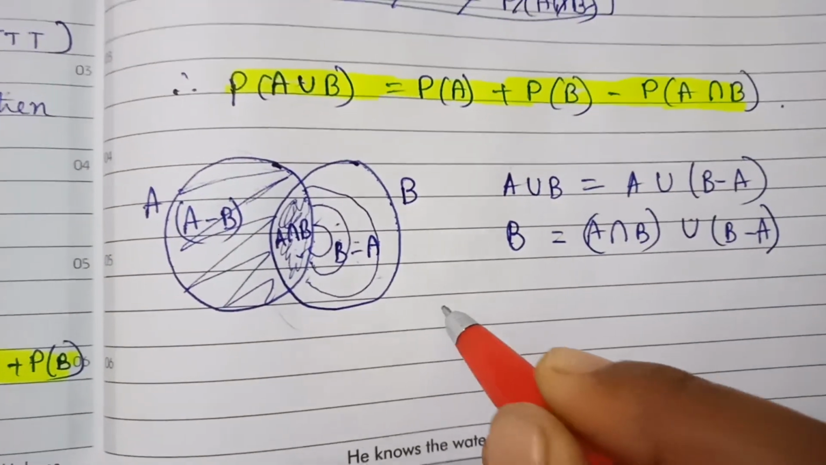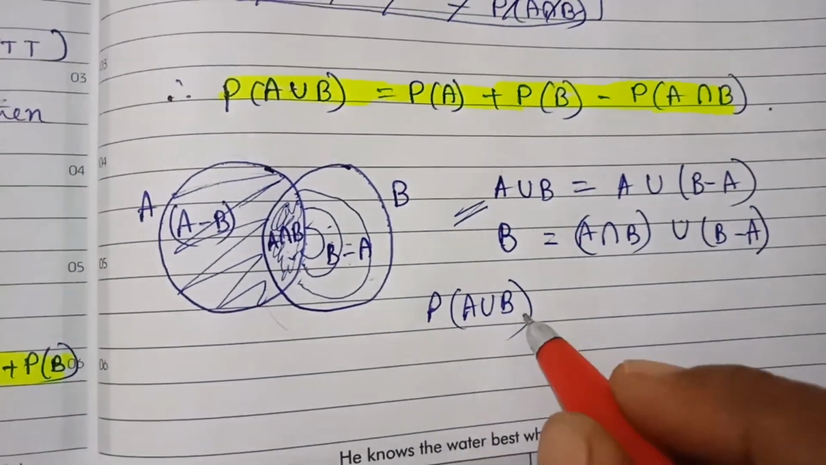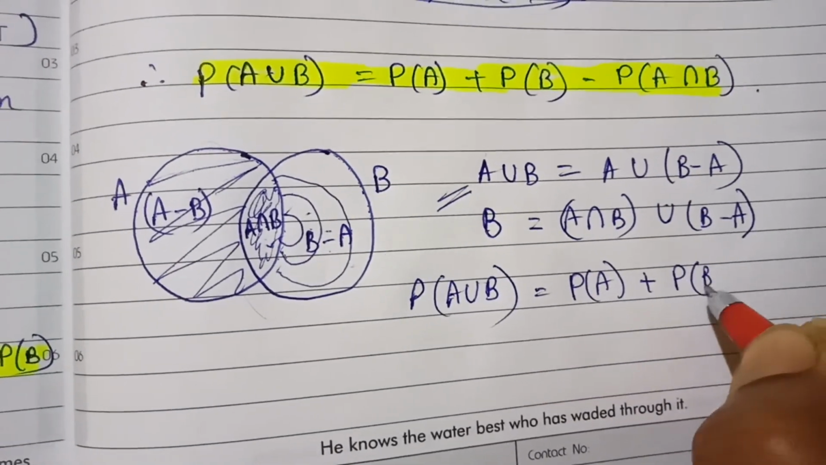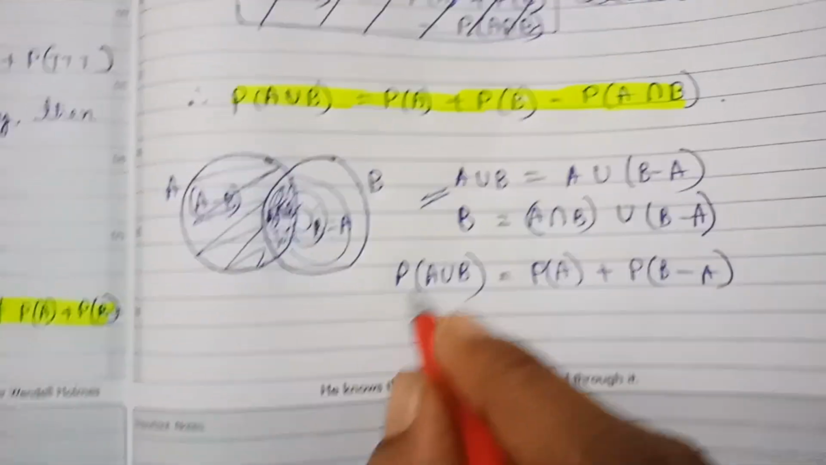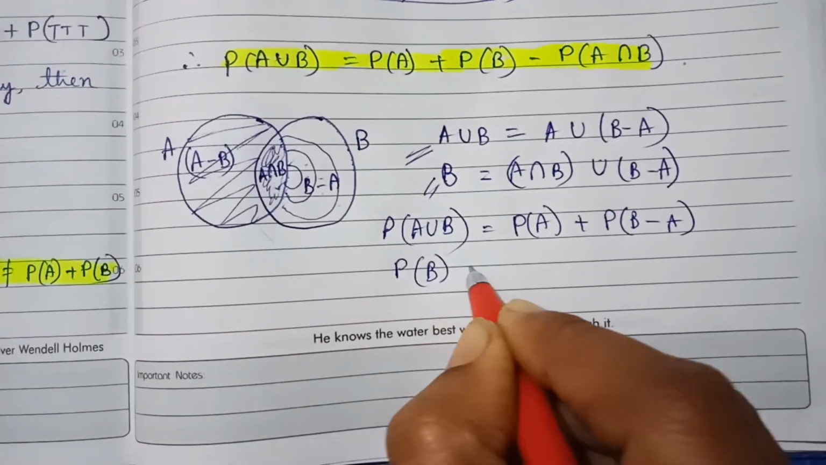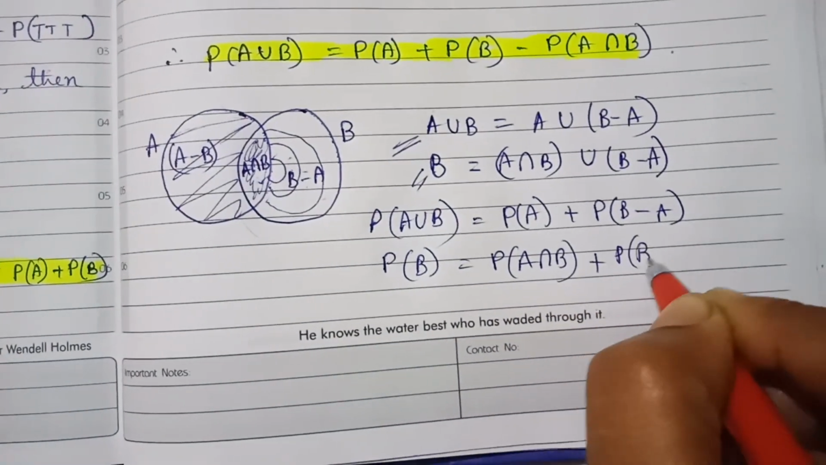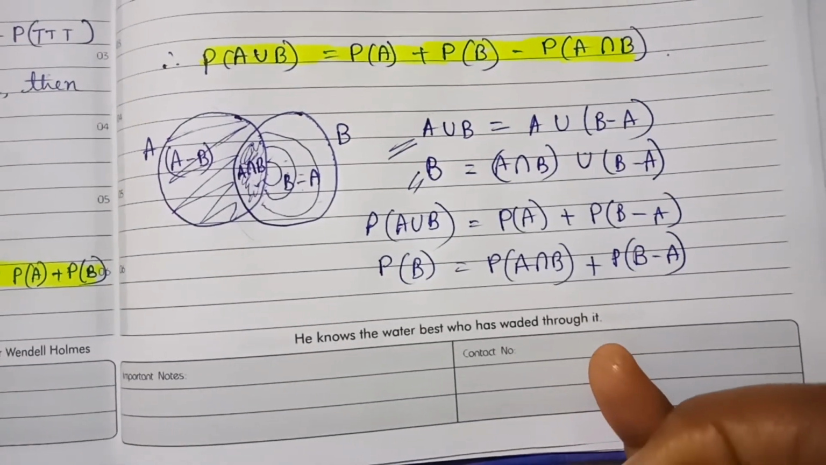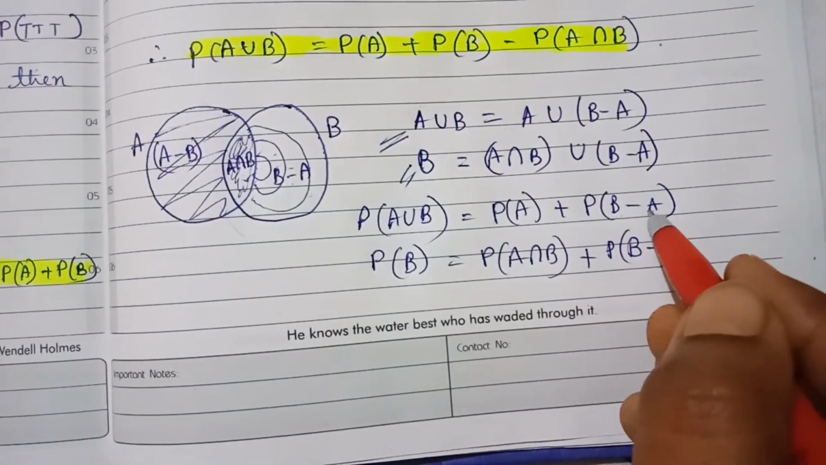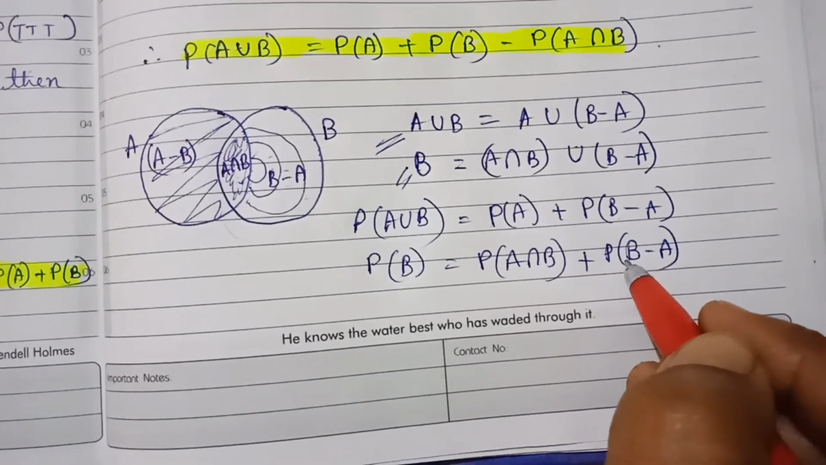So from axiomatic approach we can write P of A union B from first equals to P of A plus P of B minus A, and from the second we can write P of B equals to P of A intersection B plus P of B minus A. Now from these two, if we are finding P of B minus A's value, or we are just omitting it, then what will we be getting?